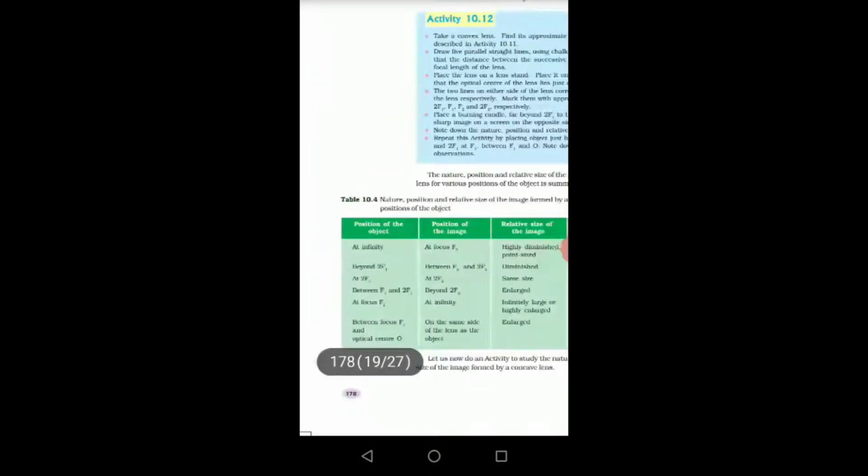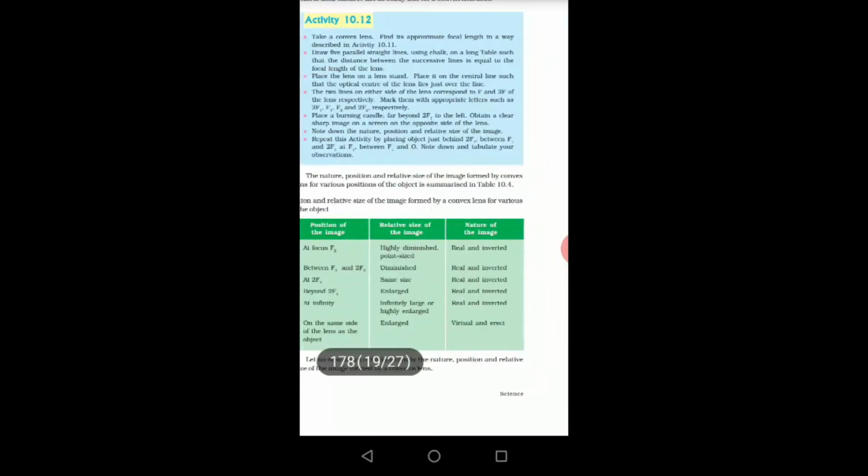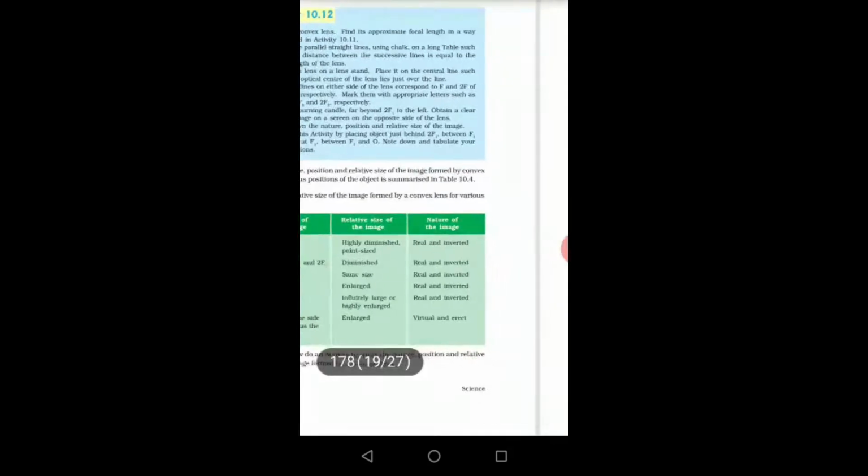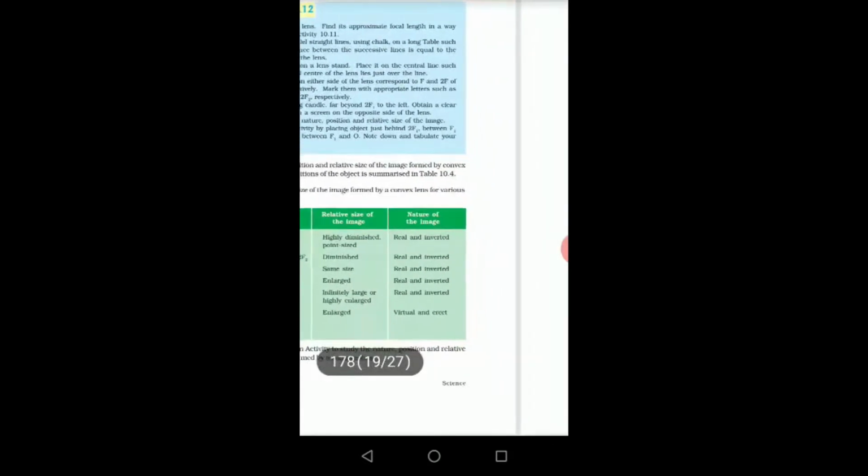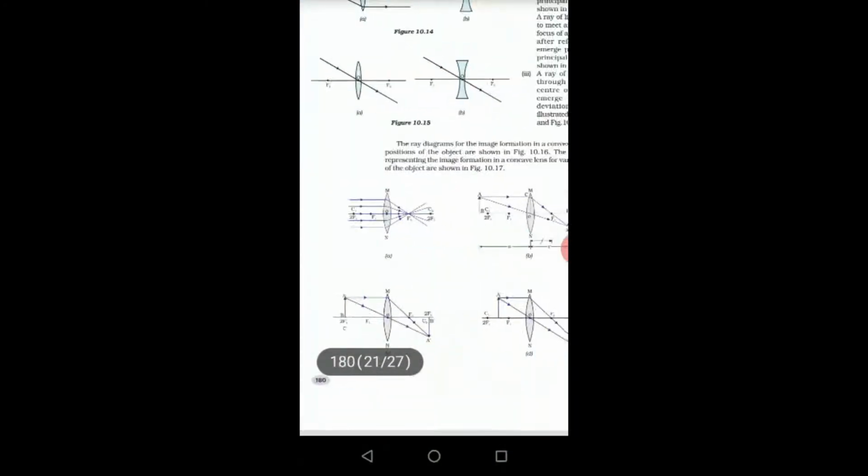Then next point, when an object is placed between F1 and 2F1, the image is formed beyond 2F2. Number 2, enlarged. Number 3, real. Number 4, inverted. And see figure D of page number 180 of NCERT book.